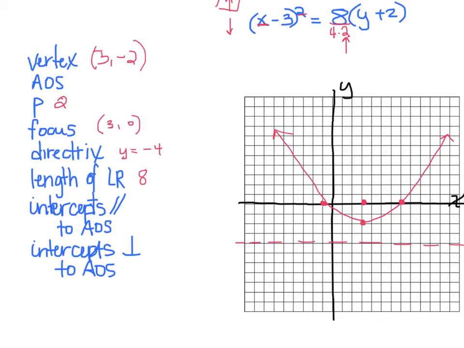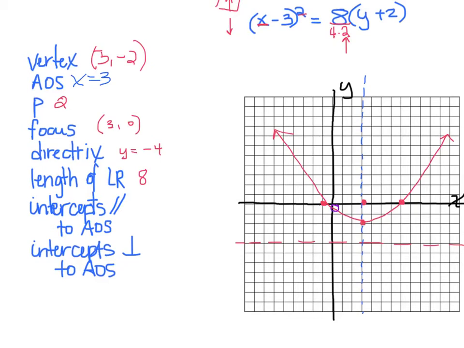Okay, the last thing they want are the intercepts that are parallel to the axis of symmetry. Well, let's do the axis of symmetry. I know it is x equals 3. And so the intercepts parallel to the axis of symmetry are this intercept right here. That intercept is parallel to the axis of symmetry, where my x-intercepts are perpendicular.